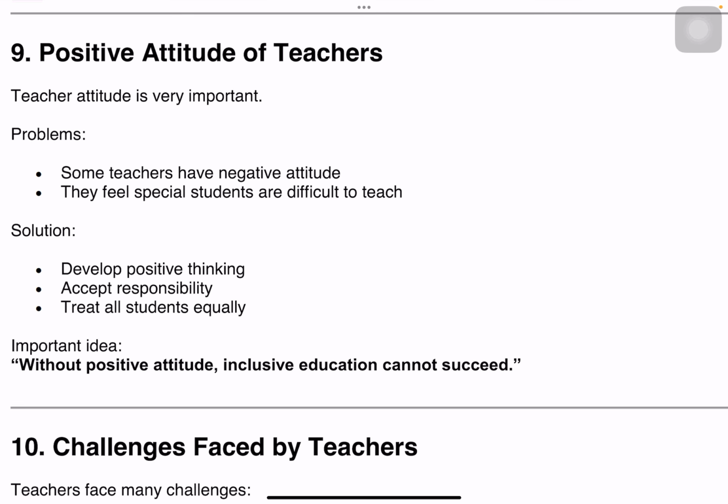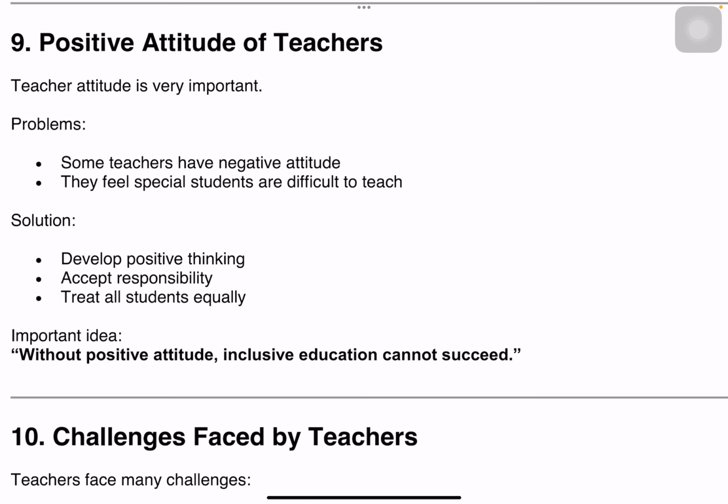Positive attitude of teacher. Teacher attitude is very important. Problems: some teachers have a negative attitude. They feel special students are difficult to teach. Solution: develop positive thinking, accept responsibility, treat all students equally. Important idea: without a positive attitude, inclusive education cannot succeed.